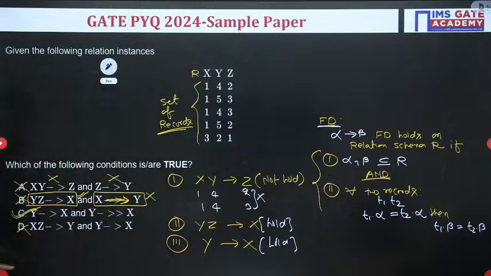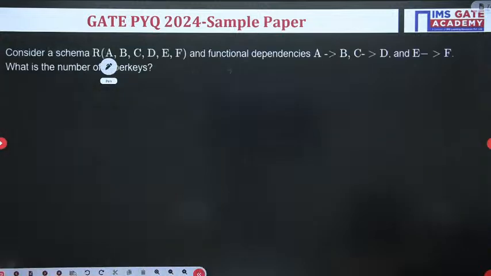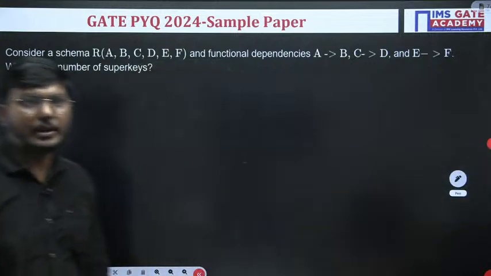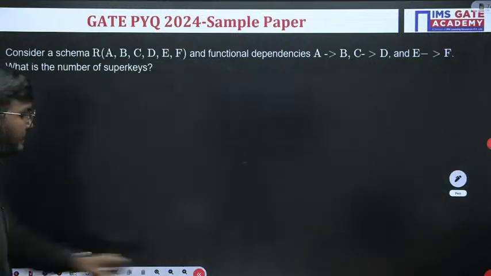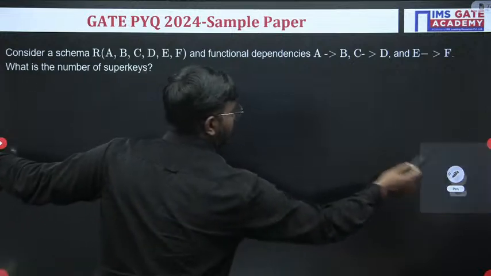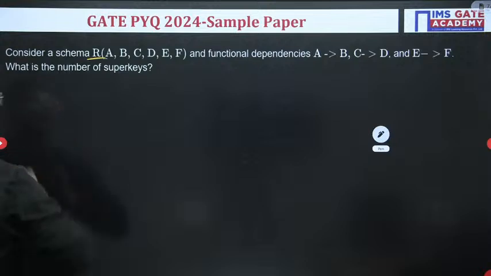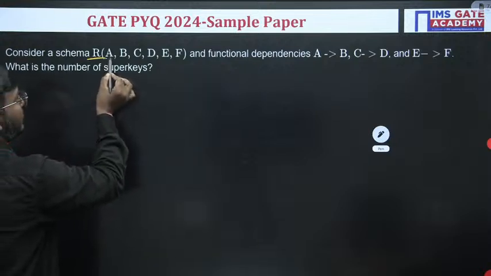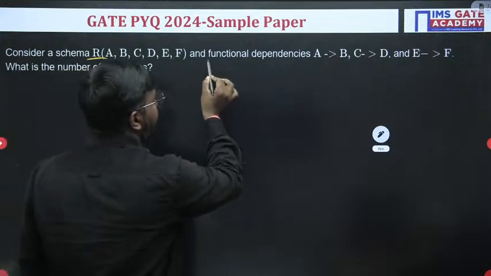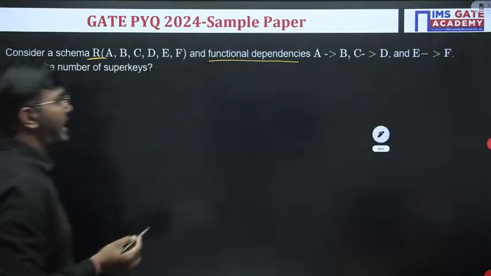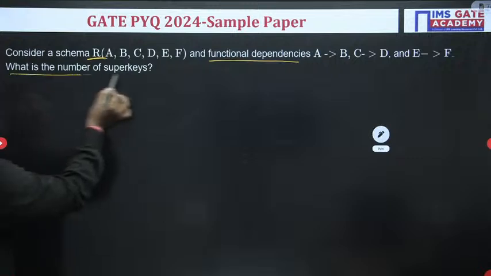Now, let's move to the next question quickly. This next question is based on super key concepts. We are given a relation schema R with the attributes A, B, C, D, E, F, and the functional dependencies are also given: A goes to B, C goes to D, and E goes to F. It asks, what is the number of super keys?